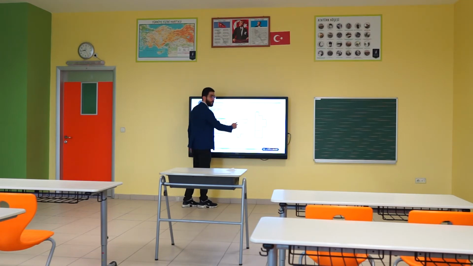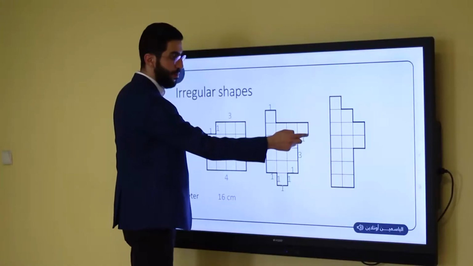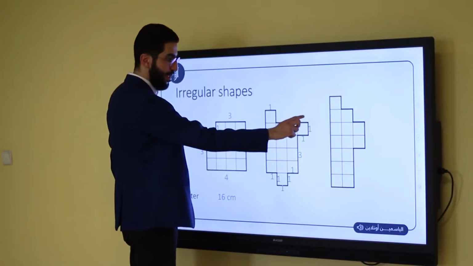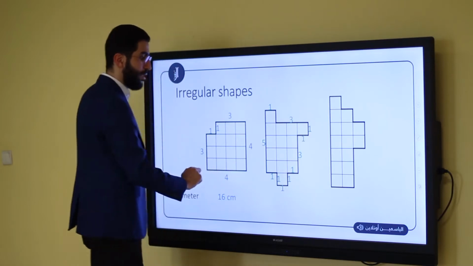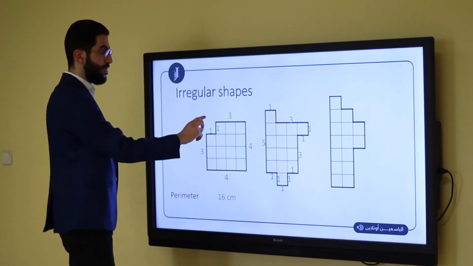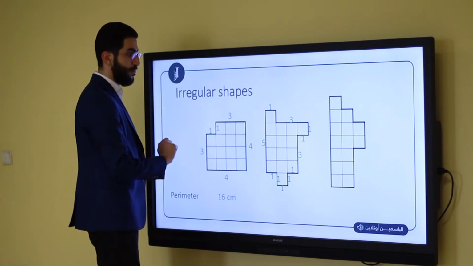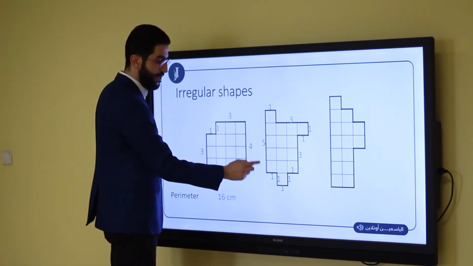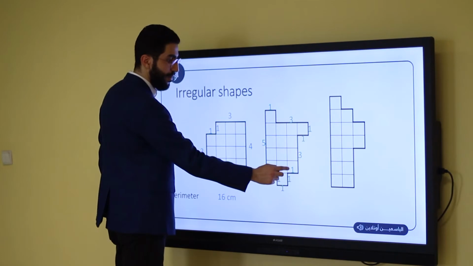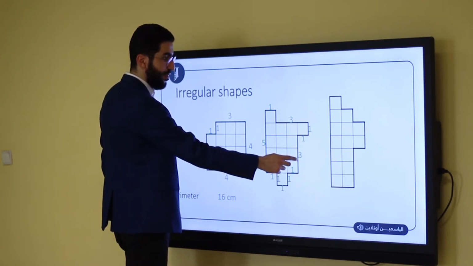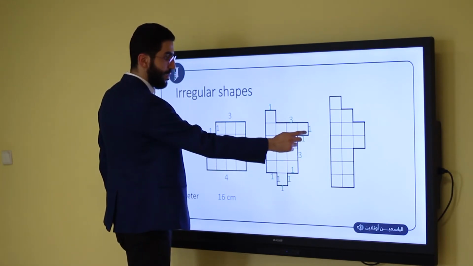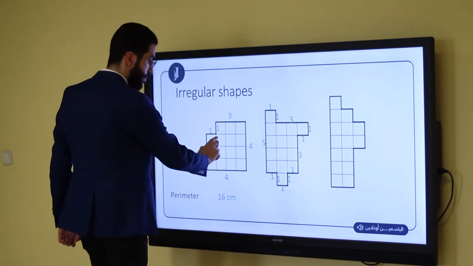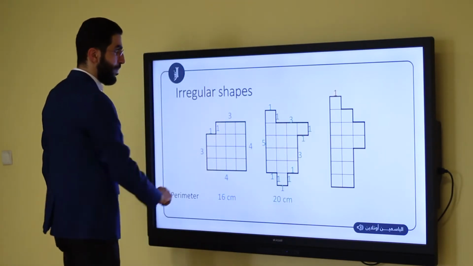Now here we have 1, 2, 3, okay? So here we have 3. And then from here to here we have 1. From here to here we have 1 again. And then the last one is 3. So now we need to add all these numbers. We need to add all the sides. So 1 and 5, 6, 7, 8, 9, 10, 11, and then 11 plus 3, 14, 15, 16, and 3. This one is 20, okay?